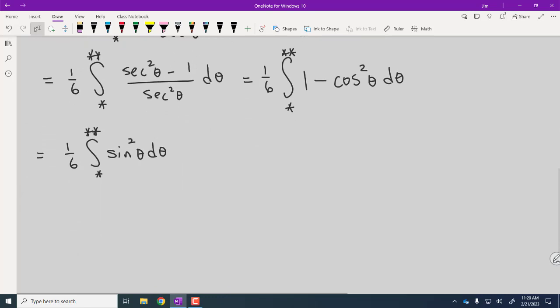And then I think somebody said it, to integrate sine squared, we power reduce. So we're going to factor out the 1/2, and it's going to be 1 minus cosine of 2 theta instead of 1 plus cosine of 2 theta. The power reduction has a 2 in the denominator, so that 2 is combining with the 6 in the denominator to make the 12.